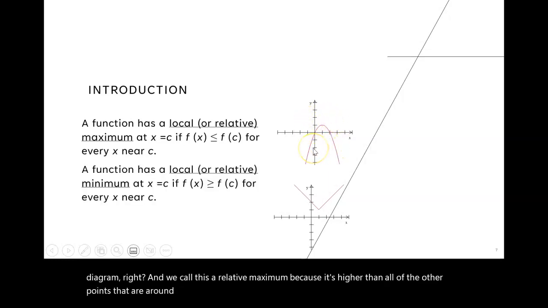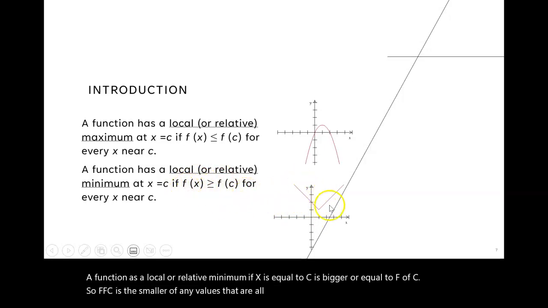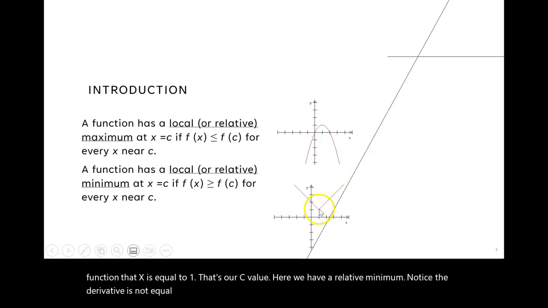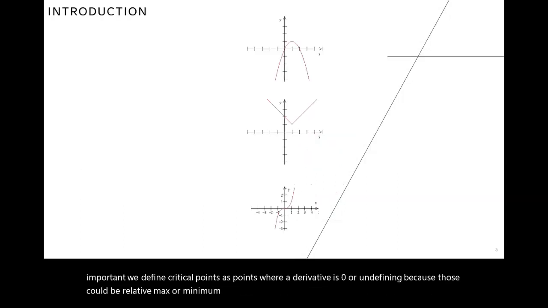A function has a local or a relative minimum at x equal to c if f of x is bigger than or equal to f of c. So f of c is the smaller of any values that are all around it. And we see with this absolute value function at x equal to 1, that's our c value here, we have a relative minimum. Notice the derivative is not equal to 0 for the second example. The derivative is undefined. And so that's why it's important we define critical points as points where the derivative is 0 or undefined, because those could be relative max or minimum values.